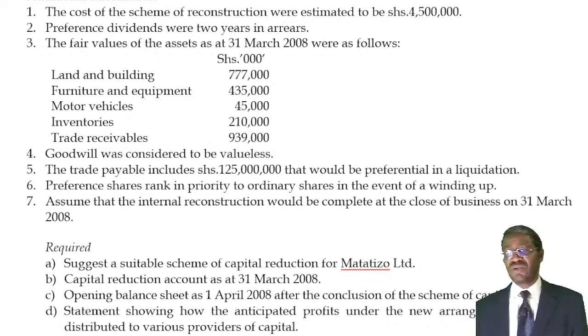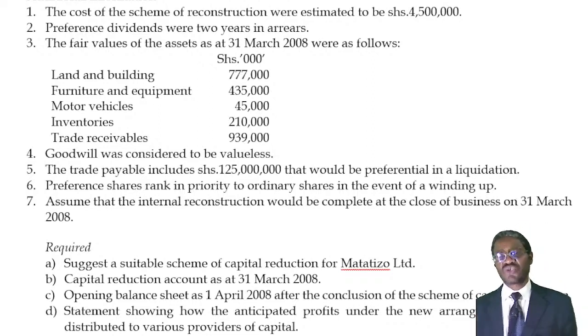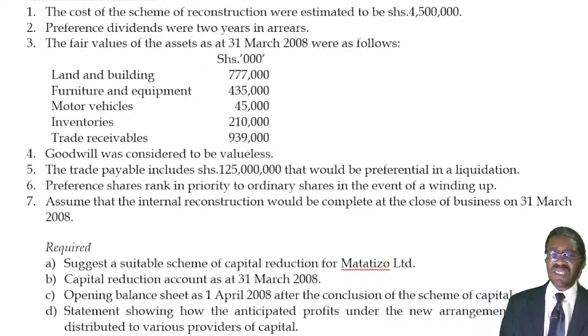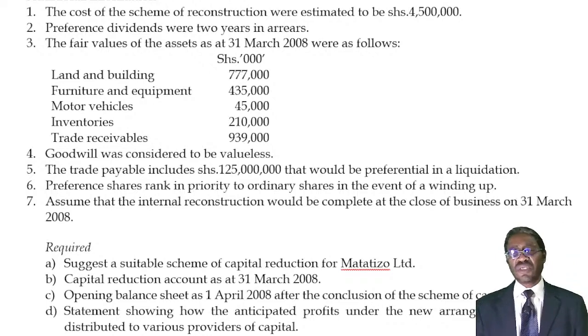So let's go on. I hope you are able to see, so that for now, you just use the question as it appears on the screen. Then I'll send it to the group. So what I was saying is this. If you look at the assets under number 3, the fair value of the assets as at 31st of March were as follows. One of them is land. It was revalued to 777.